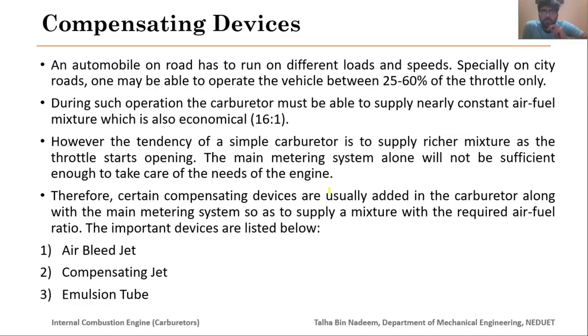However, the tendency of a simple carburetor is to supply a richer fuel mixture as the throttle valve starts opening. So the main metering system alone will not be sufficient to take care of such situations. Therefore, some additional compensating devices need to be incorporated in your simple elementary carburetor. In the book we can see a lot of compensating devices, but I'm just going to discuss some of the important ones here.